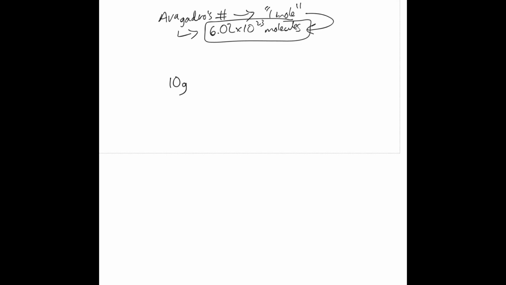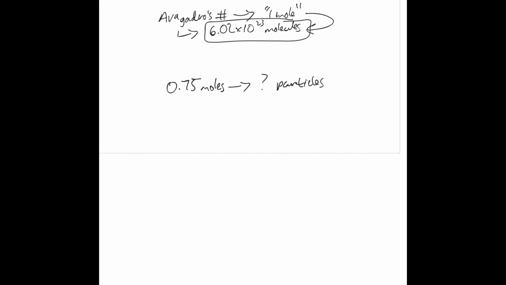We have, let's not do 10 grams. Let's just say we had 0.75 moles, right? We want to convert this directly into the number of particles. So how would we go about doing that? Well, we know there's a direct relationship. 1 mole is equivalent to 6.02 times 10 to the 23rd particles, right?